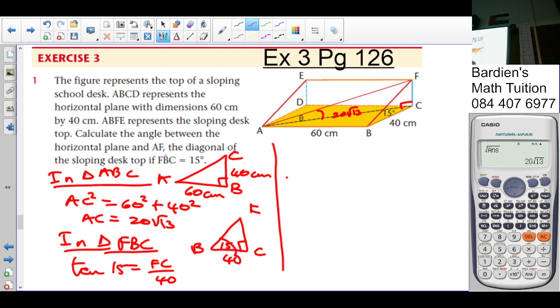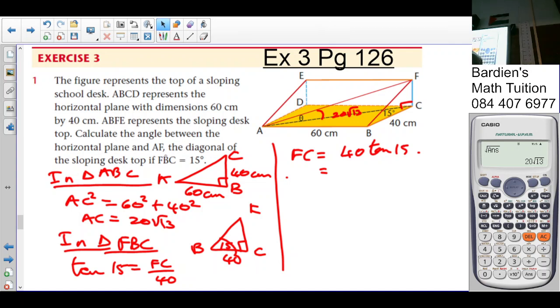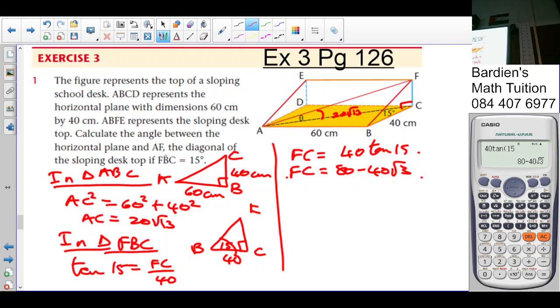Okay. So we cross multiply, so FC is equal to 40 tan 15. That gives us 80 minus 40 root 3. You can again work with decimals, no problem. That is 80 minus 40 root 3.